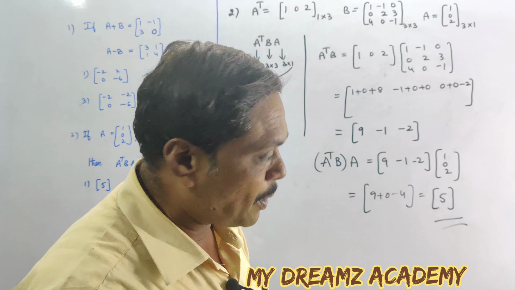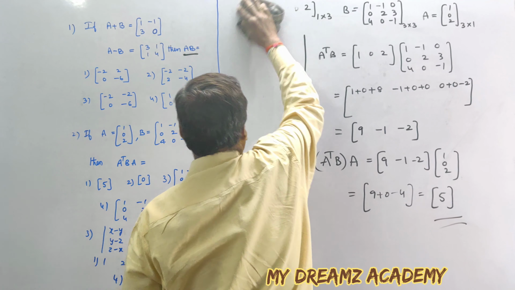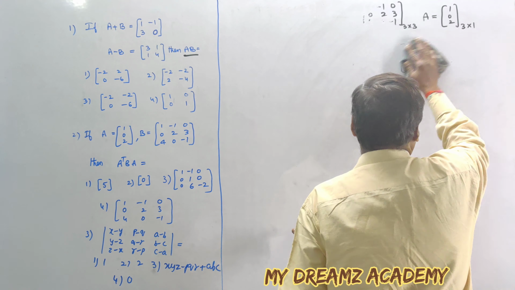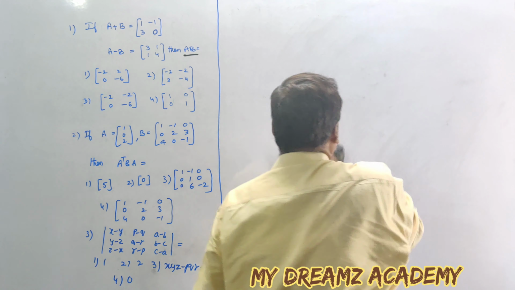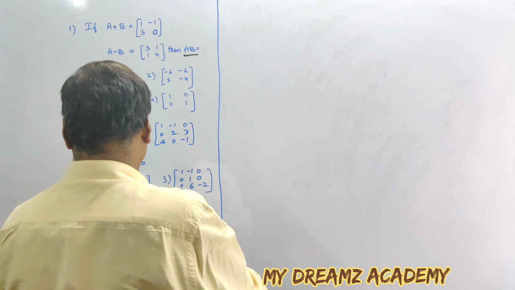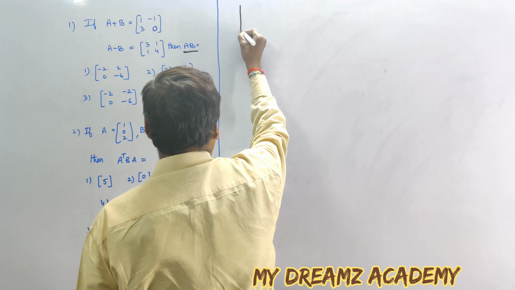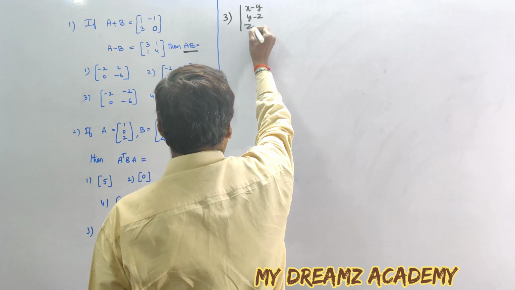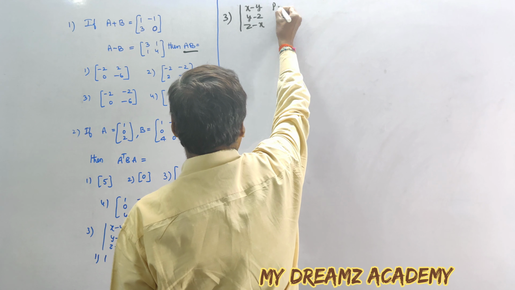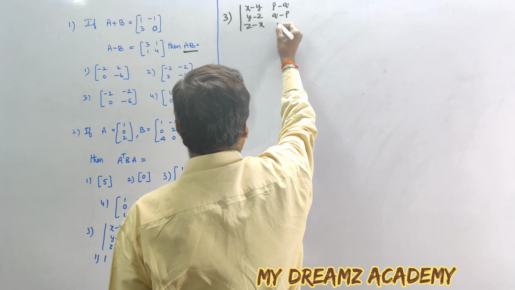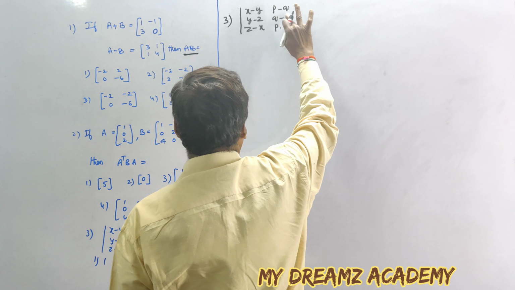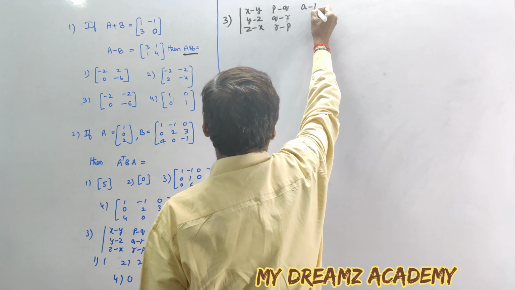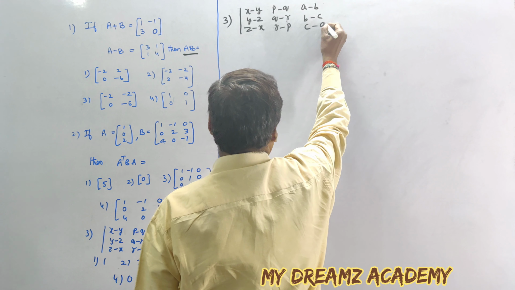Okay, see the next problem. Third problem, that is based on determinants. Matrices given 2 problems, and now the third problem is determinants. What is the given? Determinant of x minus y, y minus z, z minus x, p minus q, q minus r, r minus p, a minus b, b minus c, c minus a.